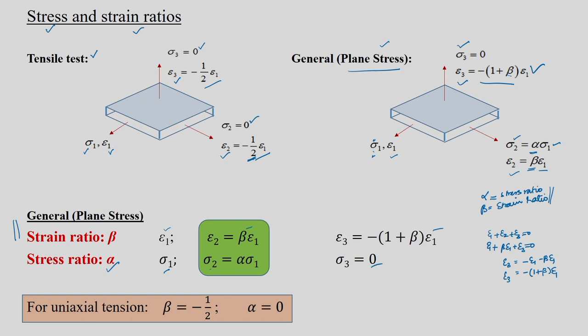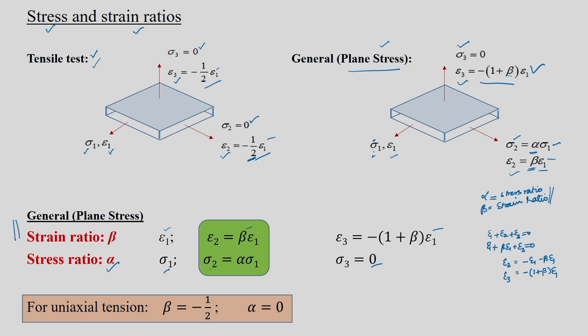Fine. So now, if you see that, I can directly compare and say that for the uniaxial tension test, beta is equal to minus half. Correct. Epsilon 2 is equal to minus 1 by 2 into epsilon 1, and epsilon 2 is equal to beta into epsilon 1, so beta is equal to minus half for the uniaxial tensile test. Directly I am writing. And here also, if I put beta equal to minus 1 by 2, I will get 1 by 2 minus epsilon 1 by 2 here, not a problem.